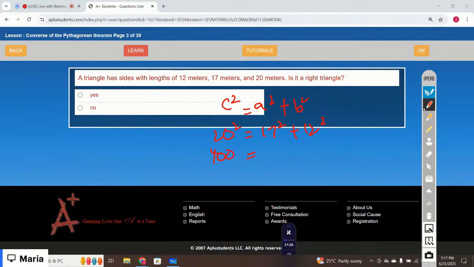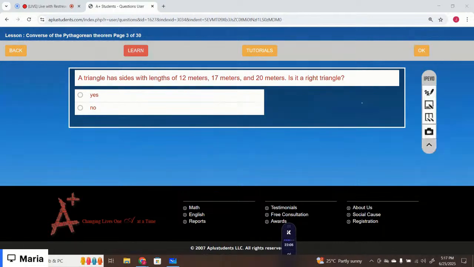20 square is 400. 17 square is 289 and 12 square is 144. So both sides are not equal, so that is not a right triangle. The correct option is no, not a right triangle.